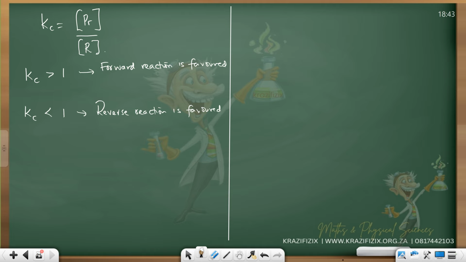What else can we talk about? The Kc of the forward is 1 over Kc of the reverse. What else can we talk about? Only temperature affects what? Kc. Let's do a 4 marks question quickly. 4 marks. Question.